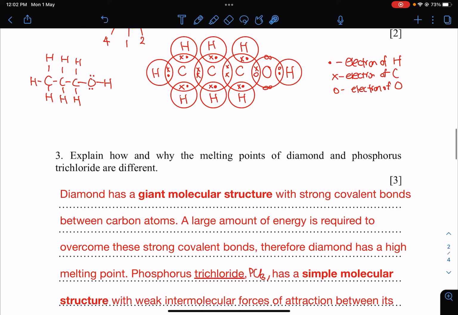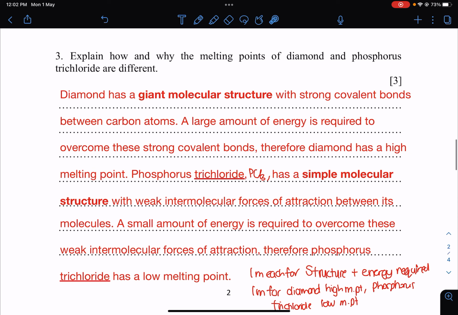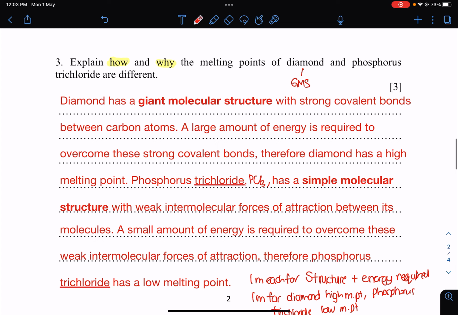Next, question 3. They ask you why and how. Remember, you have to answer both. The melting points of diamond and phosphorus trichloride are different. Remember, the first thing you do when you see this kind of question is to identify the structure. Diamond is a GMS. Phosphorus trichloride, this one I expected you to deduce from the name what kind of compound it is.